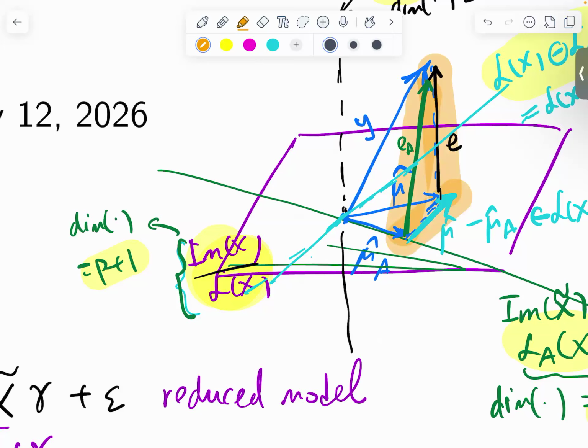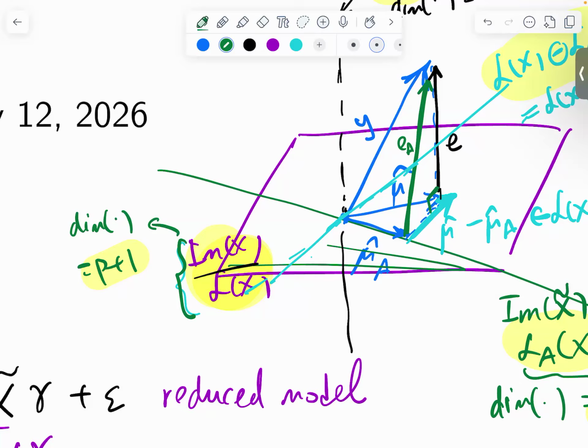So the norm of EA squared is equal to the norm of E squared plus the norm of mu hat minus mu hat A squared, because there's this triangle. E is orthogonal to L of X, which contains mu hat minus mu hat A. So E is orthogonal to mu hat minus mu hat A, and they form this triangle with that right angle.